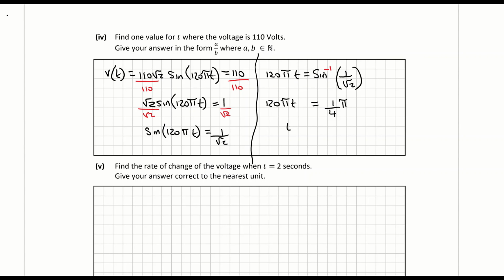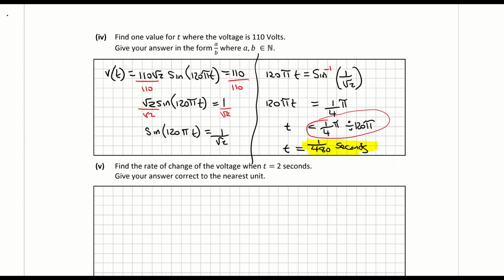Now to get t on its own, I'm basically just dividing both sides by 120 pi. So that's 1 over 4 pi divided by 120 pi, which simplifies to t equals 1 over 480, and it's talking seconds. So that's my answer, 1 over 480 seconds. Again, just be careful there with your calculator. This part here might sound a little bit difficult, but just use your knowledge there of brackets. You can call it 0.25 pi if you want, instead of working to fractions.